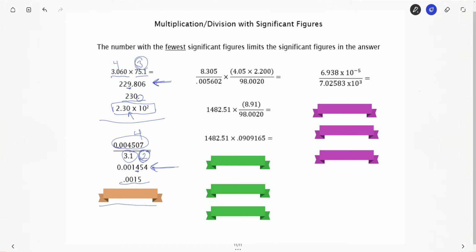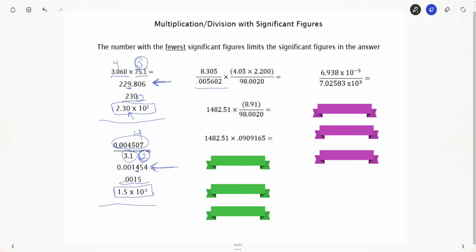Again, you know me, I love my scientific notation. I can also write my answer like this. That also has 2 sig figs to it. All right, those are pretty easy, just 2 numbers. Let's go on to an example that has more than 2 numbers.